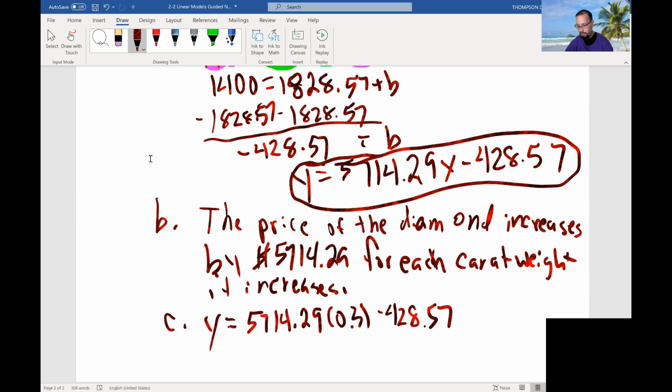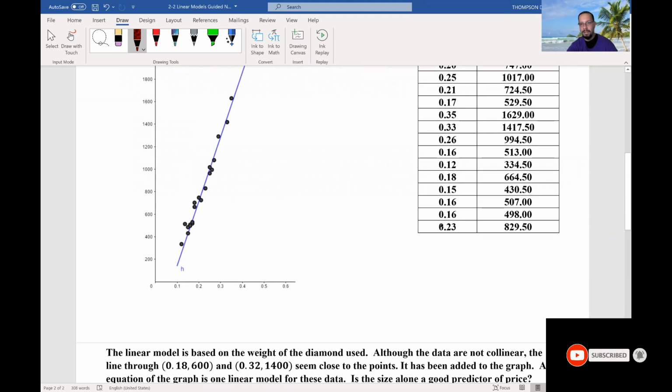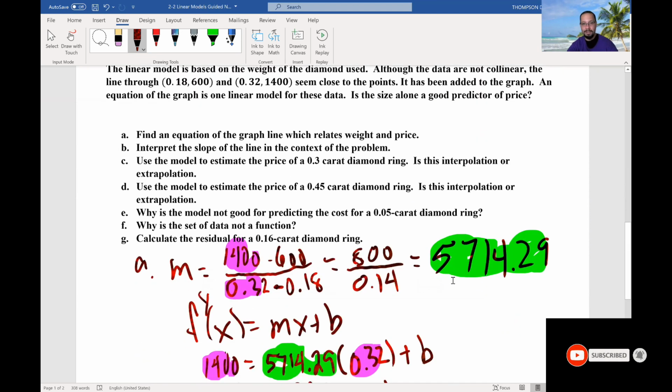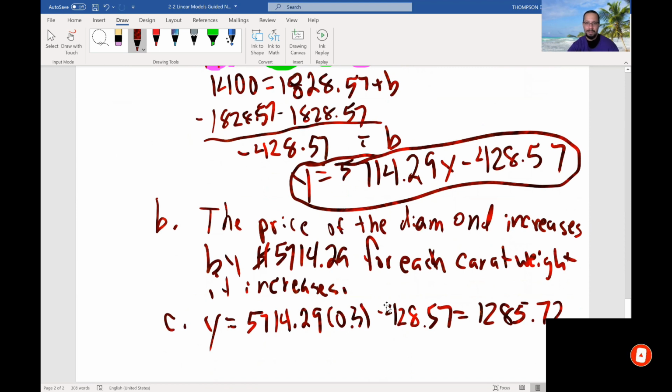5714.29 times 0.3 minus 428.57, and we end up with 1285.72. If we look at our original data, we see carat weights that range from 0.18. You do have some around 0.35 and 0.33. So because this is in between the data, we're going to say this is interpolation.